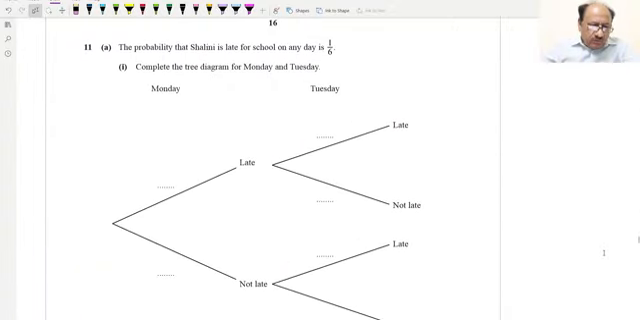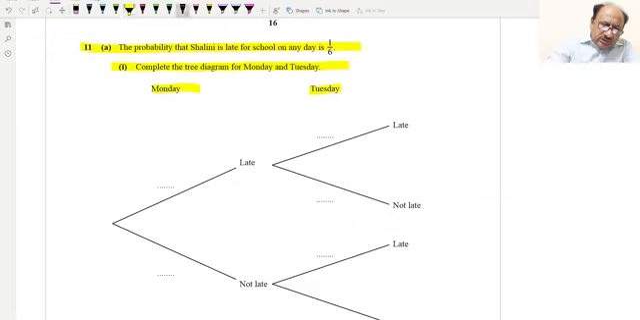Now we can move to question number 11, and question 11 is a probability question. A part: the probability that Shalini is late for school on any day is 1 by 6, and complete the tree diagram for Monday and Tuesday. Monday is this one, Tuesday is this one.